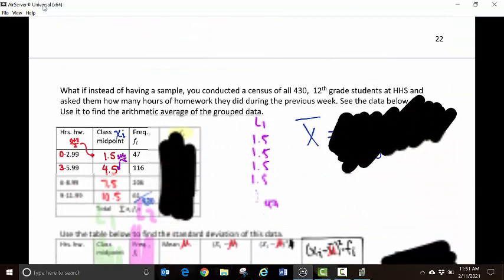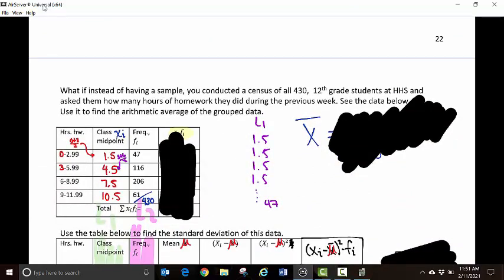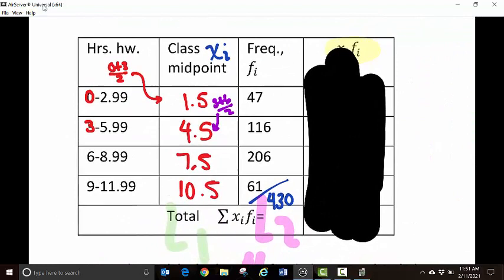What if instead of having a sample, you conducted a census of all 12th grade students at Hillcrest High School and asked them how many hours of homework they did the previous week? Okay, so I don't have the raw data, but I talked to 430 kids.